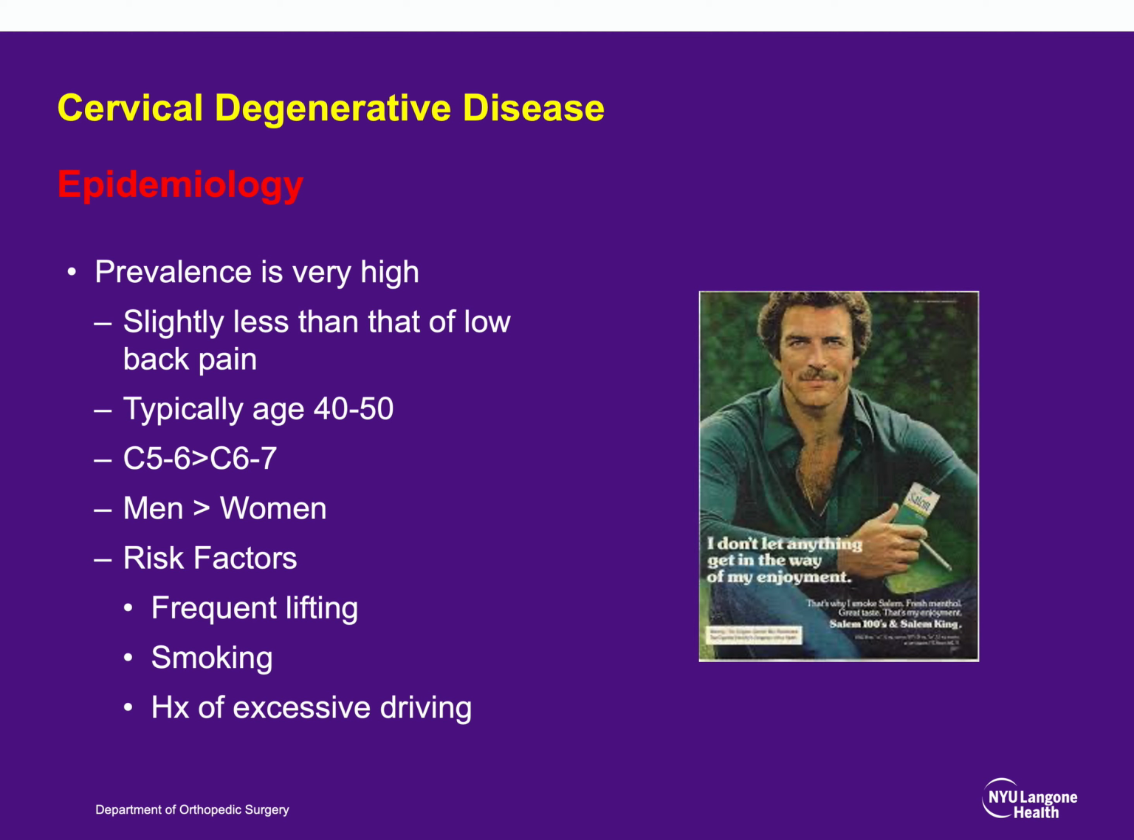Prevalence of cervical degenerative disease is very high. Typically affects person in their middle age. The level involved is mostly C5-6 followed by C6-7. Men are more affected than women. The risk factors include frequent lifting, smoking, and interestingly, history of excessive driving. This is also correlated in degenerative disc disease of lumbar spine as well.